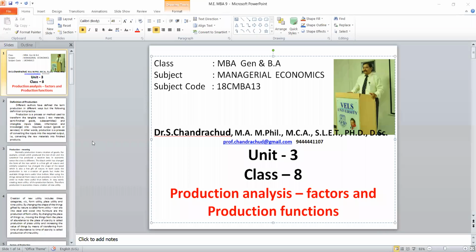Today, I'm going to start the new unit 3. In this class, we will start with the production analysis. First, we will see what the factors of production are and how to construct the production function. And we'll end the class with the Cobb-Douglas production function. That is the portion that we are going to discuss today.